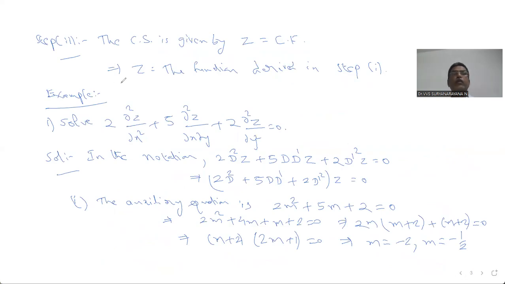In step number 2, we'll write the complete general solution, the complete solution as z equal to complementary function. Now we'll consider examples: one second order PDE and one third order PDE. So this is the second order PDE.